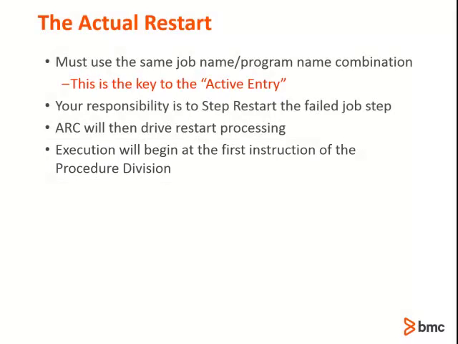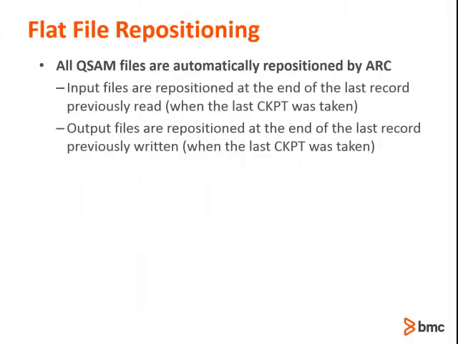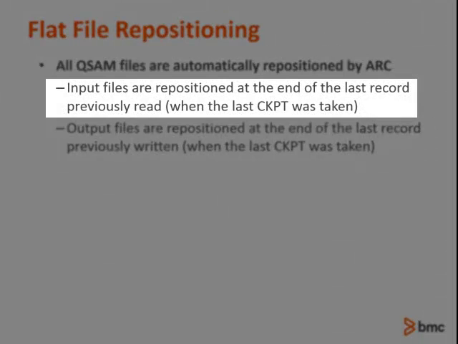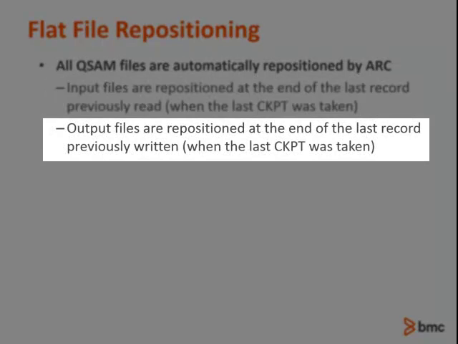Now, let's talk about how ARC will manage flat files during a restart. During a restart, ARC will reset all file positions before the application program gets a chance to execute. Input files will be set to retrieve the next sequential record after the checkpoint. Output files have to be handled differently because they often contain a mixture of committed and uncommitted data. To correct this, ARC will reset the file position back to where it was at the last checkpoint. Any residual records will be overwritten when the application program is restarted.